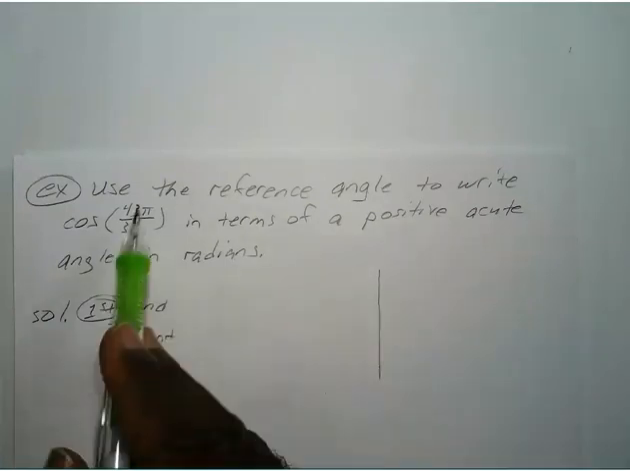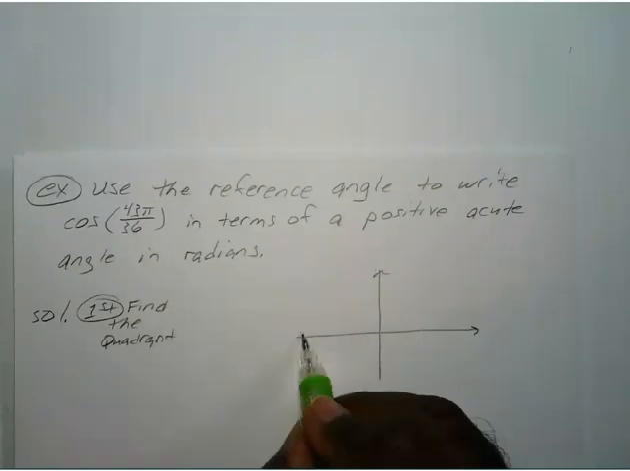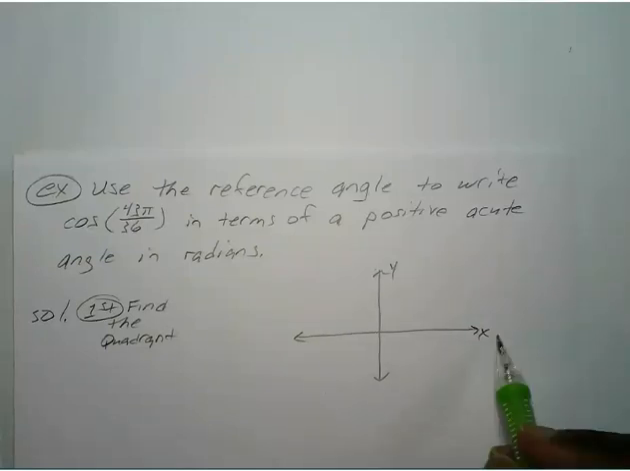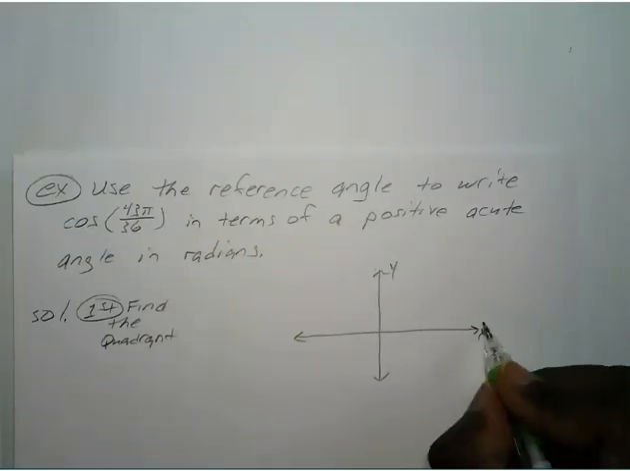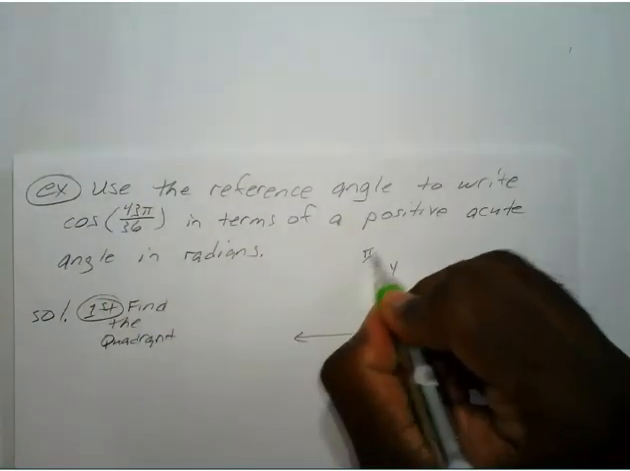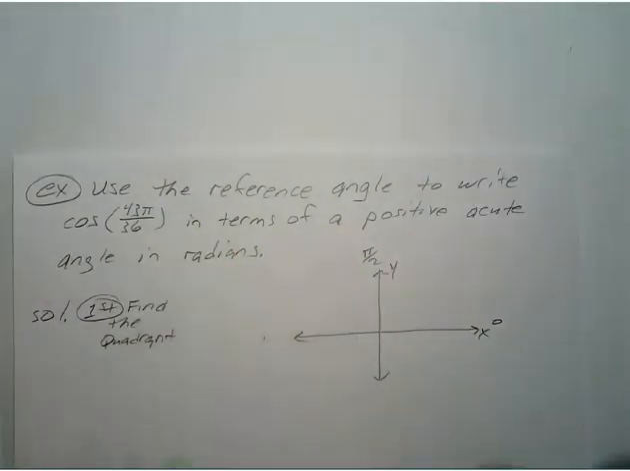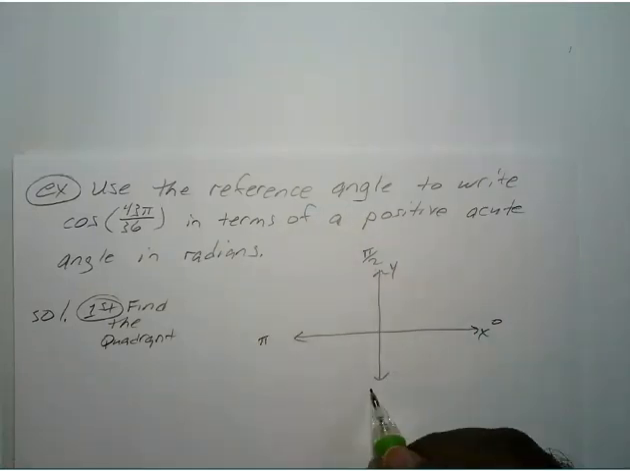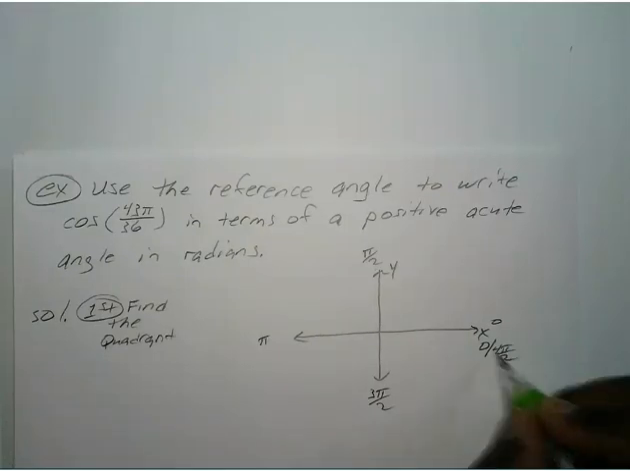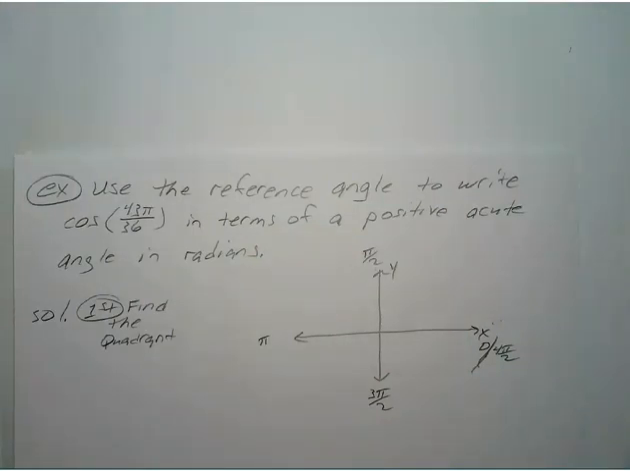Now we're dealing with a pretty big denominator here. We have our x and we have our y. Remember, you're starting at 0, and it's in radians, so we're going to have 1 pi over 2, 2 pi over 2, or just pi, 3 pi over 2, and 4 pi over 2 to complete our little circle.